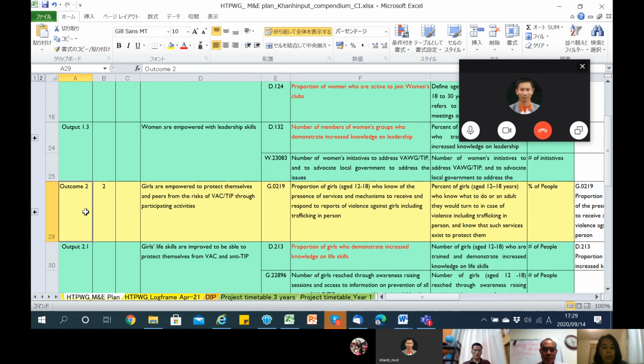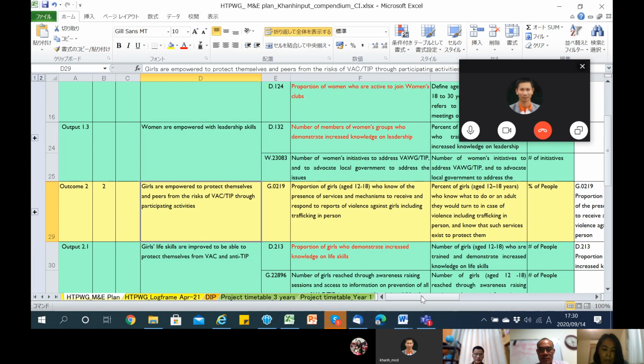I'm going to go down to outcome 2. This is the outcome for girls, like a child club activity mainly for girls. The outcome 2 statement is: girls are empowered to protect themselves and peers from the risks of violence against children and TIP through participating in activities.